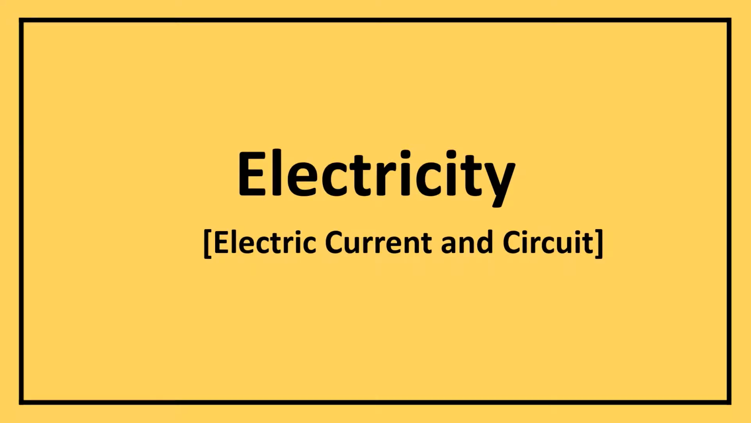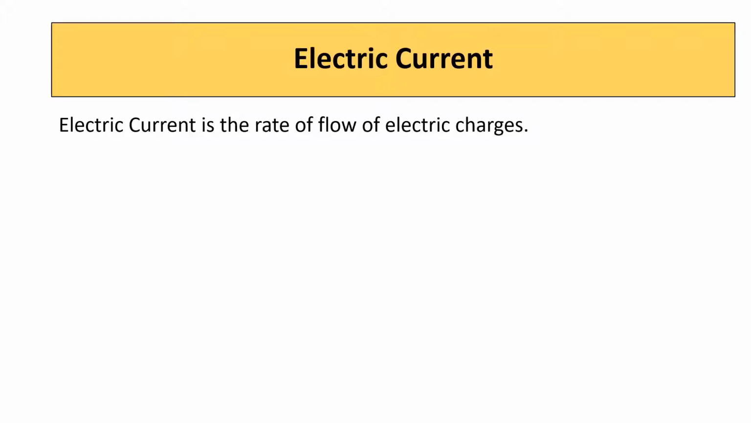Hi students, let us start with the new chapter electricity. In this session, we will learn about electric current and circuit. What is electric current? Electric current is the rate of flow of electric charges. Rate of means divided by time.